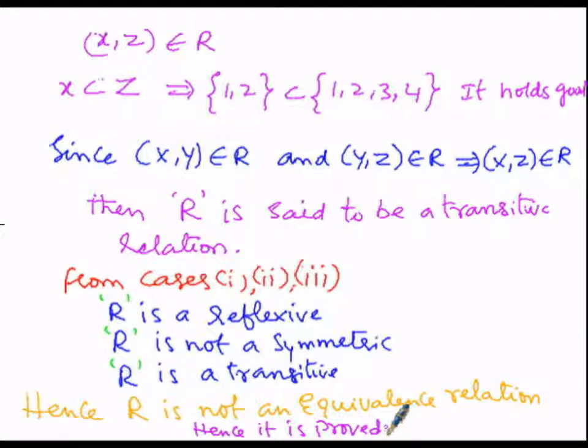Since one of the properties of the relation R is not satisfied, that is R is not symmetric, therefore the relation R, which is a subset of, is not an equivalence relation.